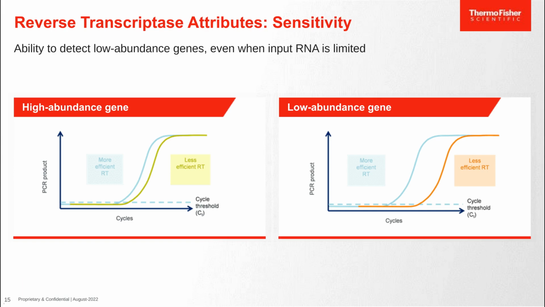The blue curves on the graphs here represent a more efficient enzyme that has resulted in lower CT values for both high abundance and low abundance genes, thereby enabling more reliable quantifications. In order to detect RNA that is of low quantity, highly sensitive reverse transcriptases are essential to ensure the accuracy of the quantification.